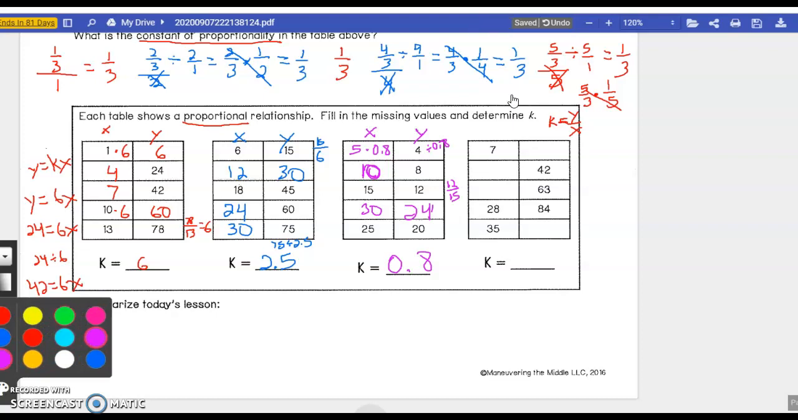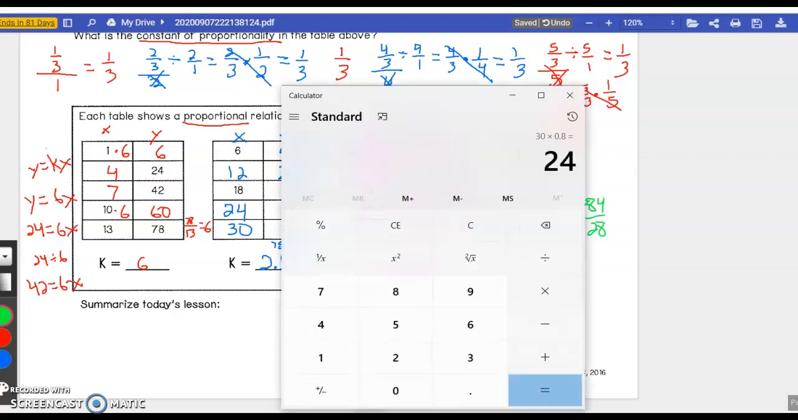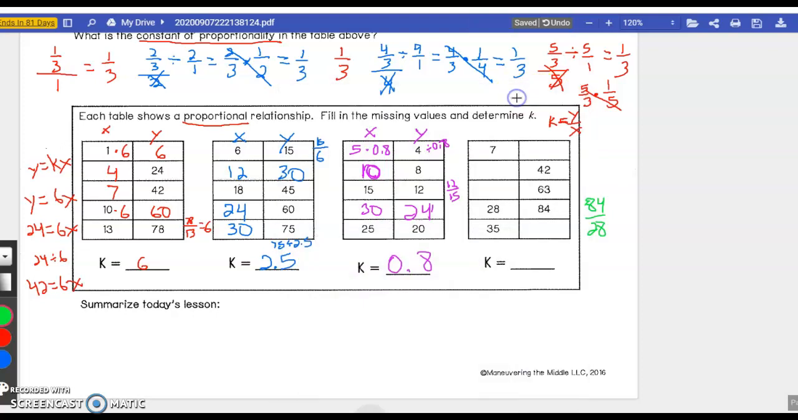Oh, last one. Let's see if you can see the green here. Right here is the one we need to know. 84 divided by 28 is 3. So our constant is 3. And this one you only have to check 1 because it tells us right here that they're proportional. That means they have to be the same. So 7 times 3 is 21. 35 times 3 is, I believe, 105.